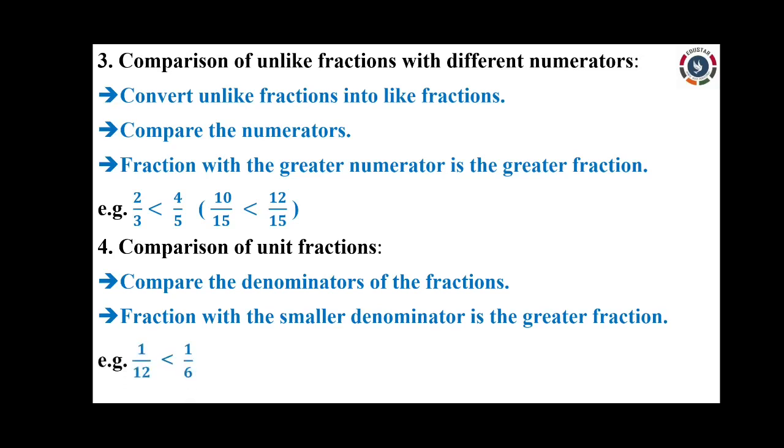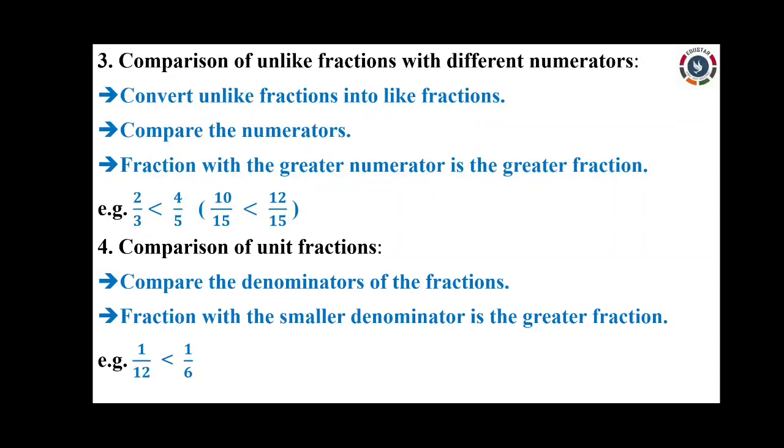Example: 1 by 12 and 1 by 6. Compare the denominators, 12 and 6. 12 is greater than 6. Which fraction has the smaller denominator? 1 by 6. When comparing the denominators 12 and 6, 6 is the smaller denominator. So, 1 by 6 has the smaller denominator. So, the answer is 1 by 12 is less than 1 by 6.